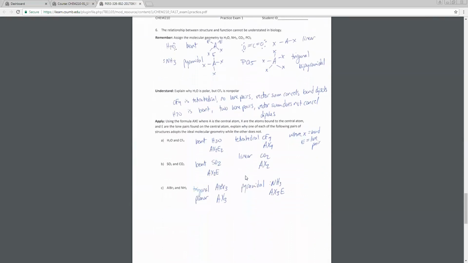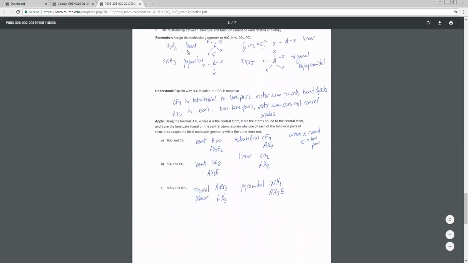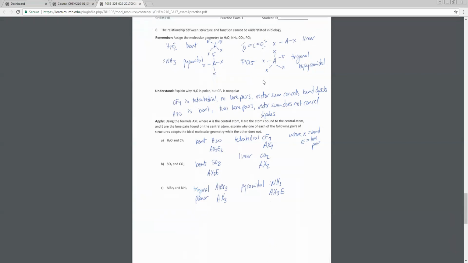Number 6, this is the relationship between structure and function. So you're just drawing geometry. So bent, 2 lone pairs, 2 bonds. Pyramidal, a linear structure where I have 2 bonds and no lone pairs on the central atom. And then PCl5 is going to be trigonal bipyramidal. If I want to think about why water is polar, but CF4 is non-polar, remember that CF4 is tetrahedral. There are no lone pairs and the vector sum cancels the bond dipoles.